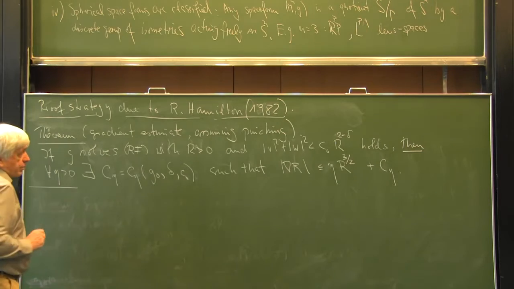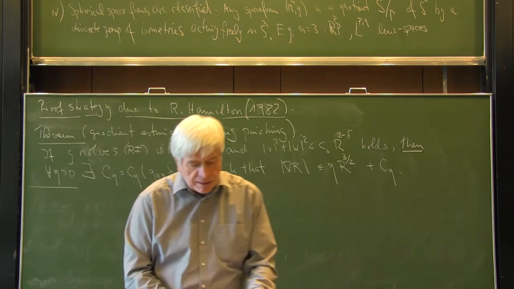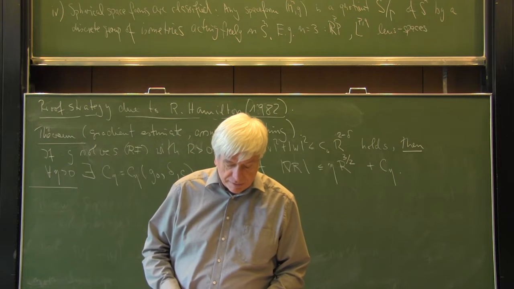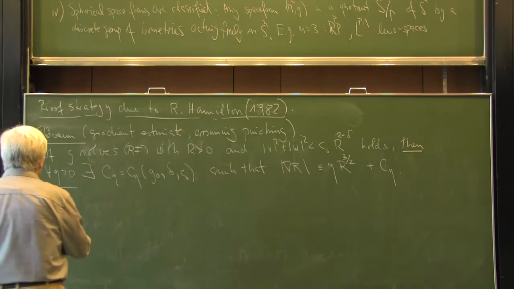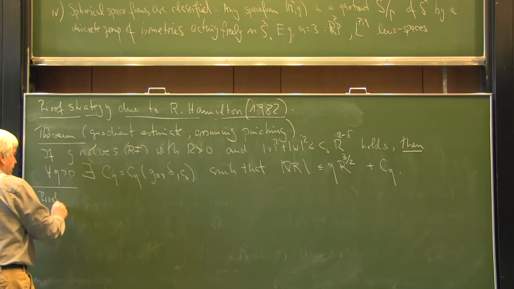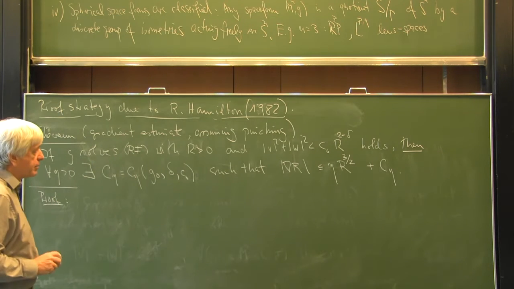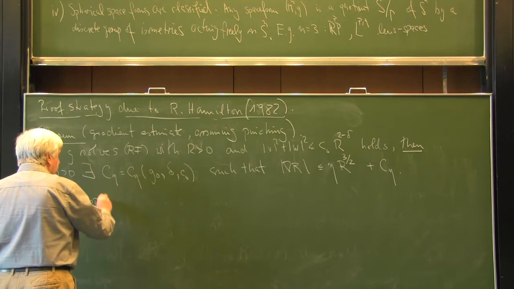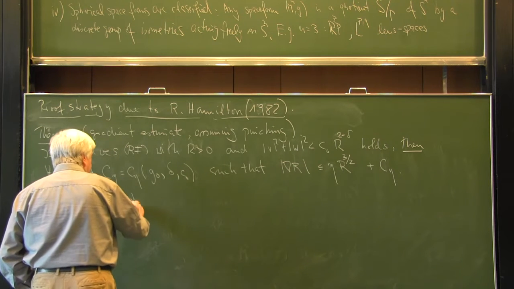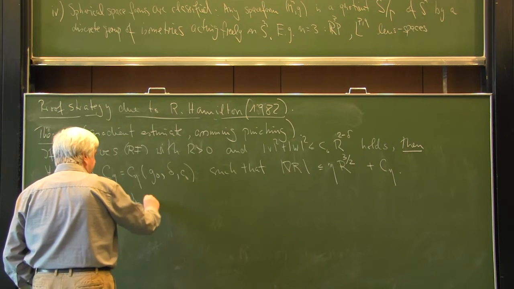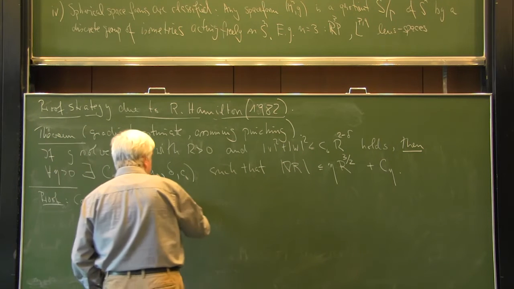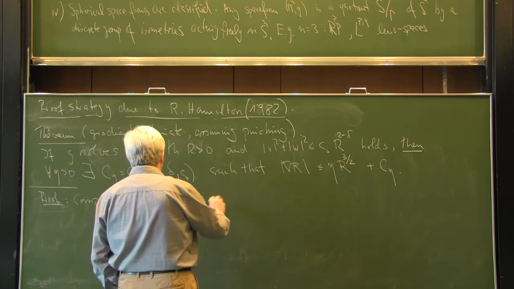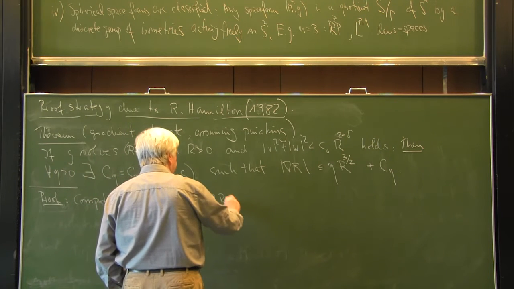Now, the proof of the gradient estimate of course has to work with the evolution equation. So in the first step for the proof of the gradient estimate, we have to compute the time derivative of the gradient of the scalar curvature. We compute d/dt of the gradient squared of the scalar curvature. So this is d/dt of g upper ij of gradient i R gradient j R.